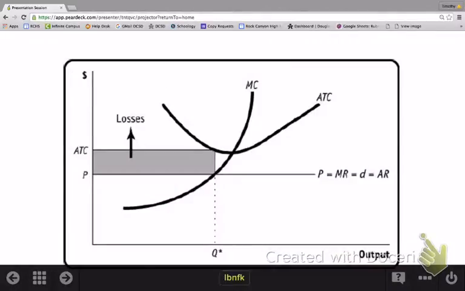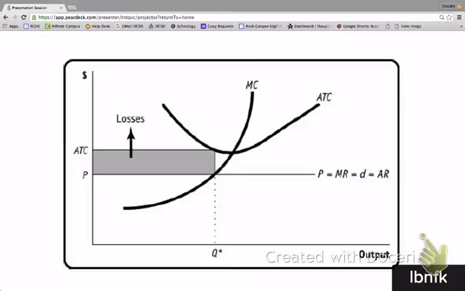So this graph shows how negative economic profit, or what we call economic losses, can be drawn. The firm still produces the quantity where price is equal to marginal revenue, which is equal to marginal cost. The only thing that is different in this graph is that the price has fallen below the average total cost curve. It is no longer above the average total cost curve. If the price is above the average total cost curve, then we're earning economic profit. If the price is below the average total cost curve, then we're incurring economic losses. So instead of drawing a profit rectangle, we can describe this as a loss rectangle.